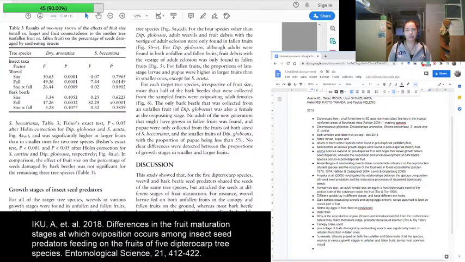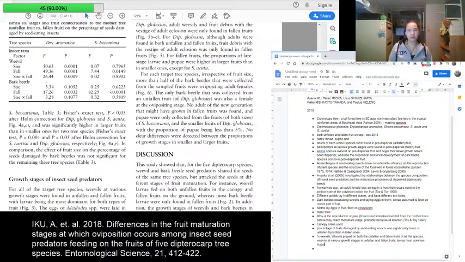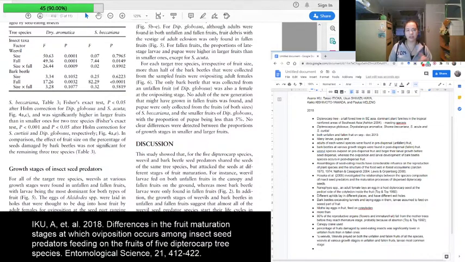For each target tree species, irrespective of fruit size, more than half the bark beetles that were collected were ovipositing adult females. My pronunciation is great. It's also a female stage. No adult of the new generation might have grown and fallen in the fruits found. So they're all adults from one generation. None of them matured and stayed there. They probably dispersed once they matured.